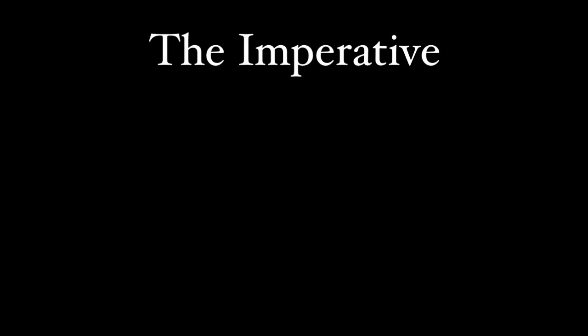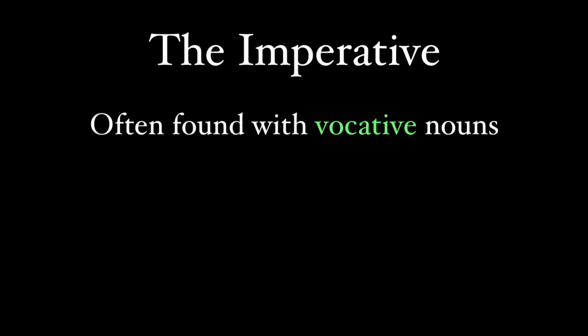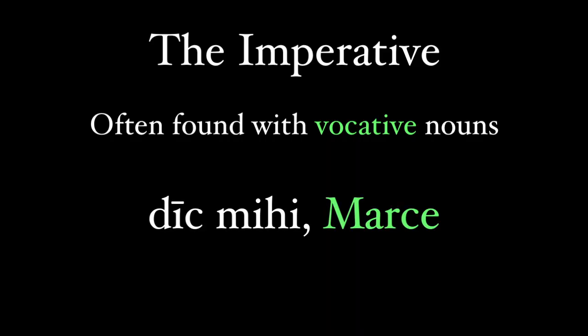Oh, and one more thing. The imperative in Latin is typically used with the noun in the vocative case. So even though the imperative is second person, we're going to want to identify the person being commanded. So you would say, dic mihi, Marce. Tell me, Marcus. And Marce here isn't the subject. It's not the nominative. It's not the object or the accusative. It's the vocative, identifying to whom the dic mihi is addressed. And by the way, it's customary to put the imperative first in the sentence, since the action being commanded is very important.